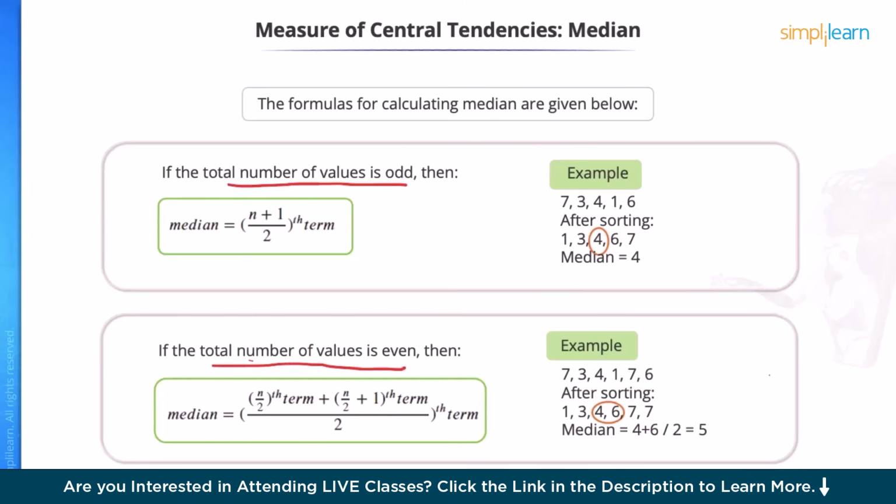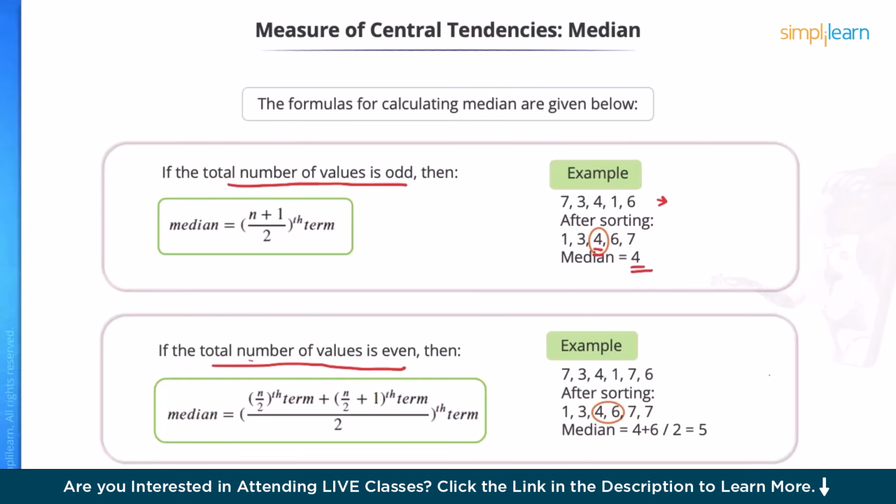If the size of the data is odd, for example, in this case, we have 5 elements. After sorting, whatever middle value we get. That means n plus 1 by 2th term in this case. 5 plus 1 divided by 2. That is the 3rd term, which is 4, is the median value.